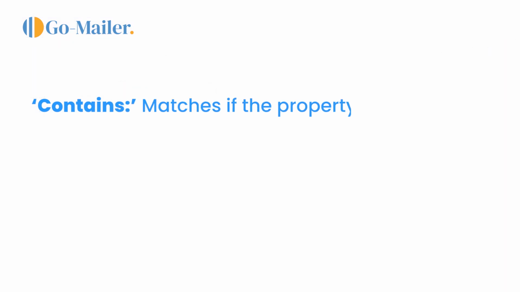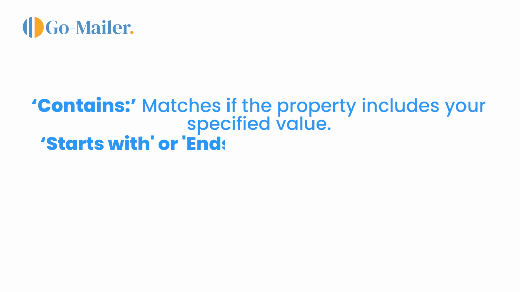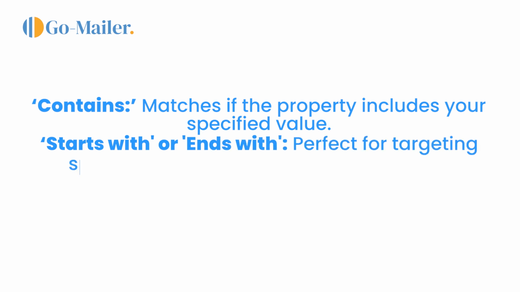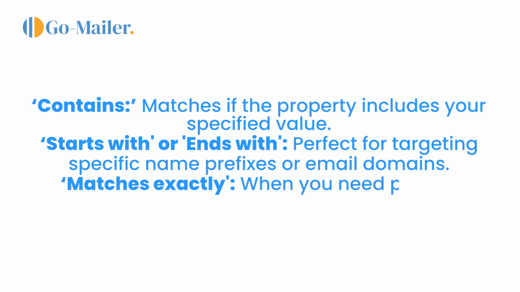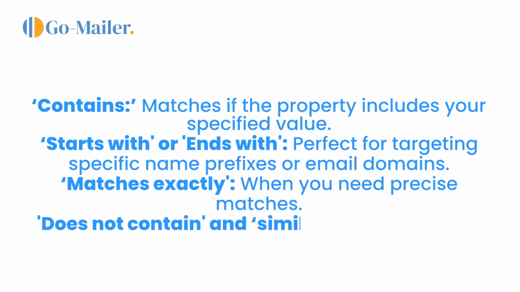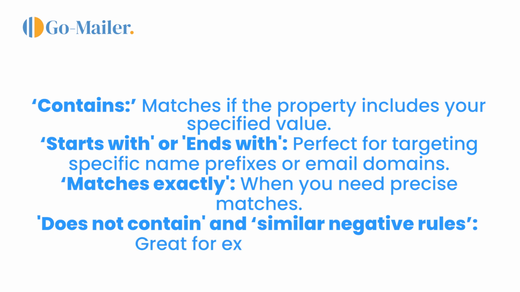Contains. This matches if the property includes your specified value. Starts with or ends with. This is perfect for targeting specific name prefixes or email domains. Matches exactly. This comes in handy when you need precise matches. Does not contain and similar negative rules. These are great for exclusion criteria.